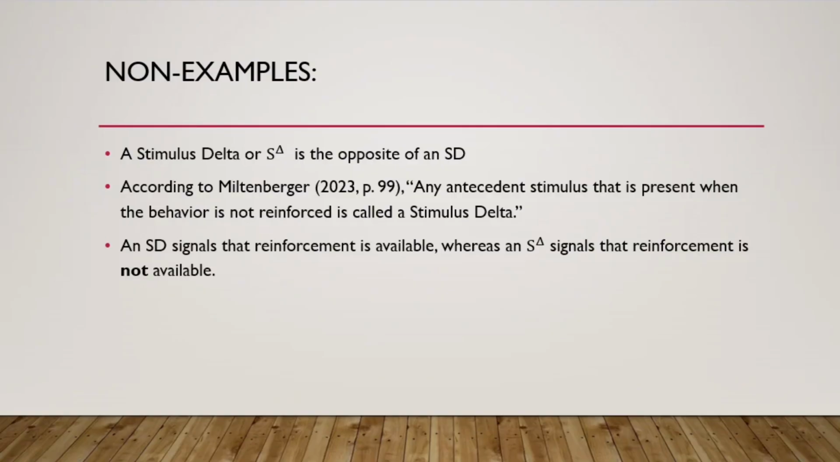In order to better understand the concept of a discriminative stimulus, let's talk about some non-examples. A stimulus delta is a great non-example that is actually the opposite of a discriminative stimulus. According to Miltenberger, any antecedent stimulus that is present when the behavior is not reinforced is called a stimulus delta. Where an SD signals that reinforcement is available, an S delta signals that reinforcement is not available.